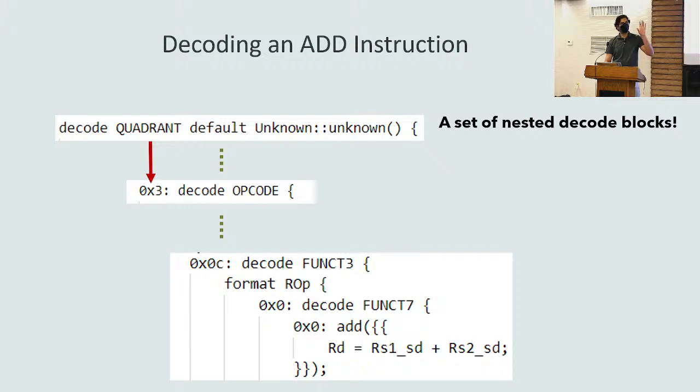And to figure out if it's an add instruction, you first look at the quadrant. If it is 3, you then look at the opcode. If it is C, you look at the func3 field. If it is 0, you look at the func7 field. And when it's 0, you say, oh, I got my add instruction.